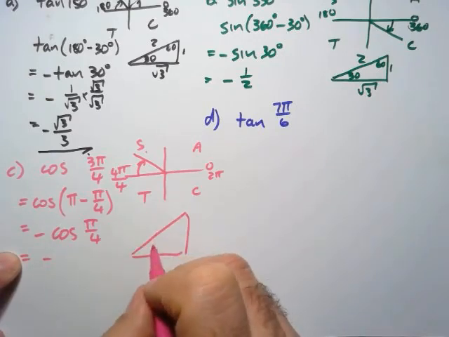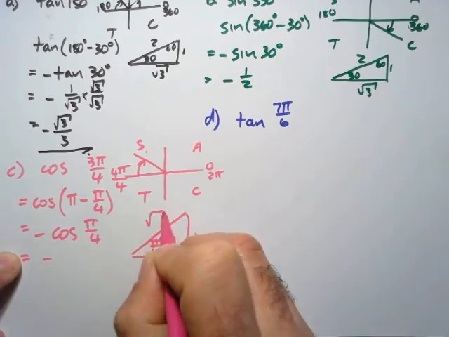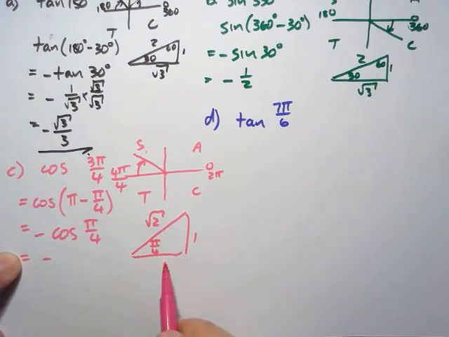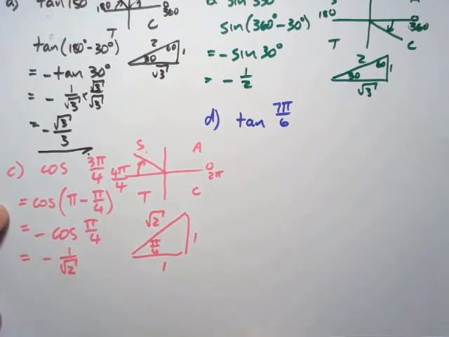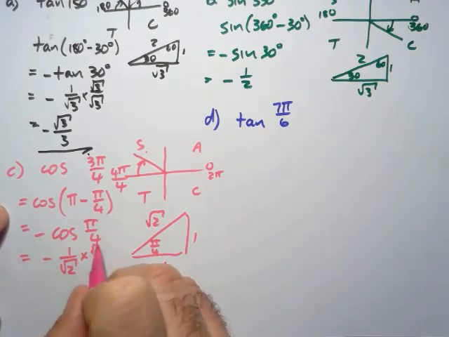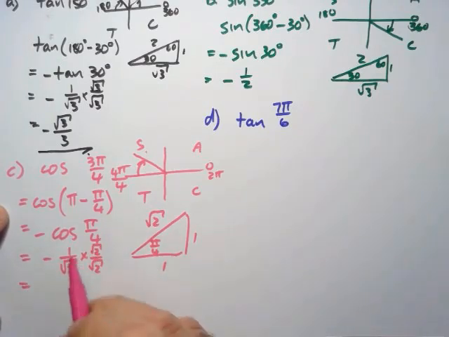Now the cos of pi over 4, special triangle. Pi over 4 is 45, which means the sides are 1, 1, square root 2. Cos is adjacent over hypotenuse, so it's 1 over square root 2. I need to multiply by square root 2 over square root 2 to rationalize my denominator. I'm going to get negative. 1 times square root 2 is square root 2. Square root 2 times square root 2 equals 2. So that's my answer.